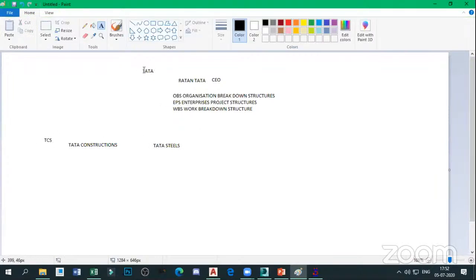Tata and Ratan Tata, the CEO of that company, come under organization breakdown structure. They have the most powerful position in that company. They are in OBS, that is organization breakdown structure. Tata Consultancy Services, Tata Constructions, Tata Steels, Tata Residence: these are all in the enterprise breakdown structure. These are all breakdown structures in the organization.